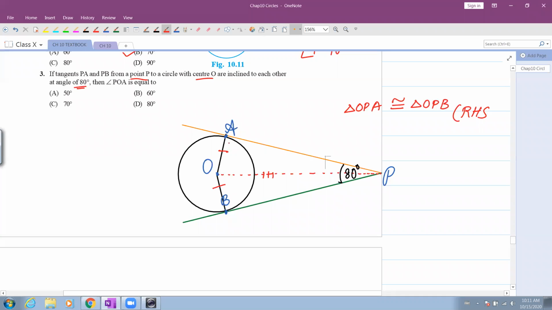So this will be the common side and you will have 90-degree angles here. The angle that you need to find out is this one. Can anyone tell me how do we work out this angle, angle POA? And by angle sum property in quadrilateral PAOB, you will be able to find out angle AOB. It will come out to be 100 degrees. What next?